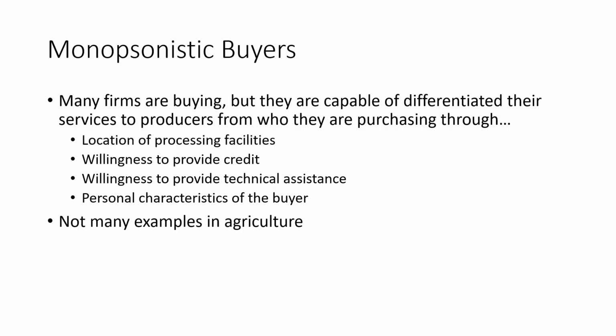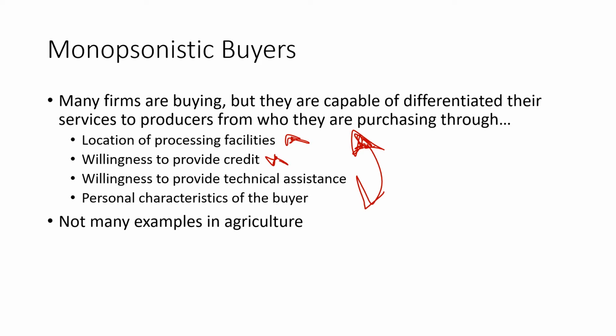So the first example, where there are many buyers but they all differentiate themselves, they may differentiate themselves by the location of their facilities, their willingness to provide credit, their willingness to provide technical assistance, maybe the personal characteristics of the buyer. So if you're a producer and you want to sell your products somewhere, first you might say, I'm going to sell it to the firm that is going to give me the highest price. But if all the prices are pretty similar, then maybe you're going to look at some of these other aspects to figure out who you're going to sell your product to.